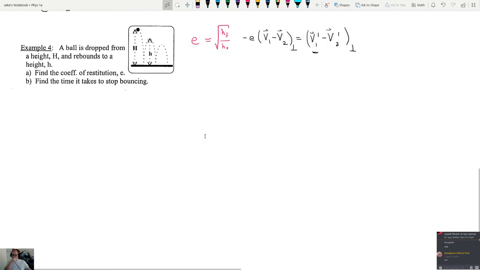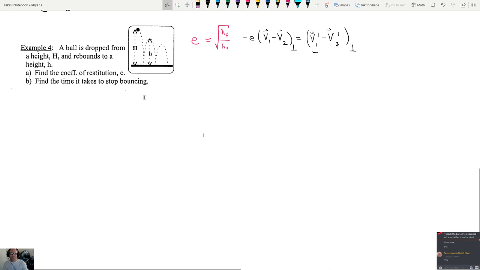All right, so here's the problem. A ball is dropped from a height capital H and it rebounds to a height little h. We want to find the coefficient of restitution E, and we want to find the time it takes to stop bouncing. We've already really done the first part, actually. So we're really mostly going to be doing the second part, which says to find the time that it takes to stop bouncing. So the ball starts from a height capital H, it bounces and rebounds to a height little h, and it's then going to keep bouncing and bouncing. And we're supposed to figure out the time that it takes to stop bouncing.